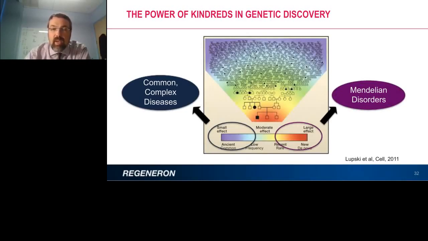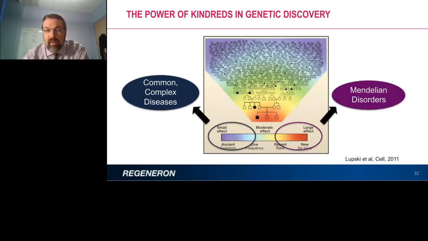This is a paper from Jim Lupski and others at Baylor talking about this concept of clan genomics. That is genomics that's across an extended pedigree of individuals. This is not, as many people work on the far right, in small families where you have relatively new variants with relatively large effect, with really highly penetrant disorders, things that are very, very clearly genetic. It's not necessarily the things at the far left where you have lots and lots of variants of small effect.